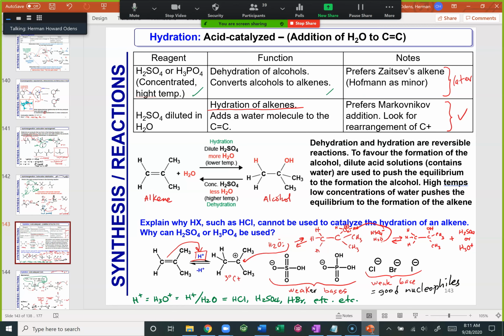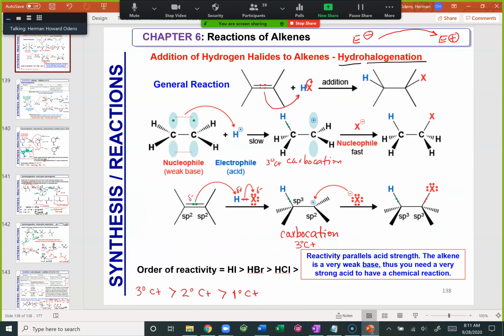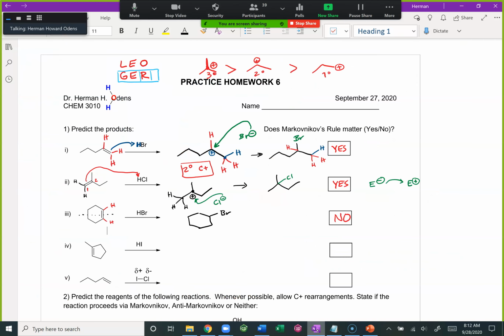All right? Okay. So let's go back to the class now. I'm here. So last time when we met, we were predicting the products, and all of these reactions that you see here, with the exception of 5, they're all hydrohalogenation reactions.